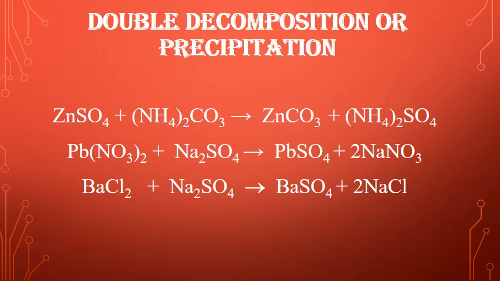The last set which we have is zinc sulfate reacting with ammonium carbonate, gives us zinc carbonate and ammonium sulfate. Lead nitrate reacts with sodium sulfate, gives us lead sulfate plus sodium nitrate. Barium chloride reacts with sodium sulfate, gives us barium sulfate plus sodium chloride. Here zinc carbonate is the insoluble salt, lead sulfate is another insoluble salt, and barium sulfate is an insoluble salt. All of these salts will give you a white precipitate. Okay, all of them are white salts.